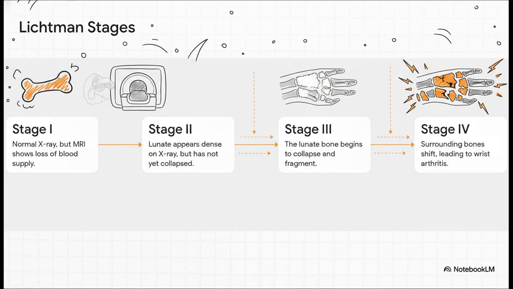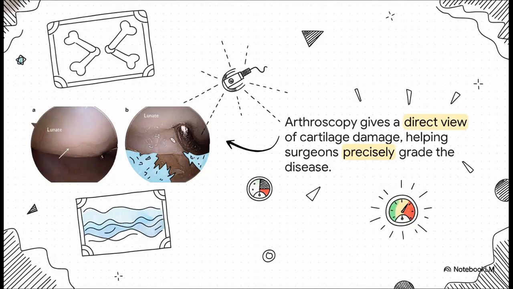That's our original mystery. The X-ray looks fine, but the MRI knows the truth. In stage 2, you start to see changes on the X-ray. The lunate looks brighter or more dense because it's dying. Stage 3 is when things get serious. The bone structure gives out and it starts to collapse and fragment. And by stage 4, well, that collapse has thrown the whole wrist out of whack, leading to some pretty nasty arthritis.